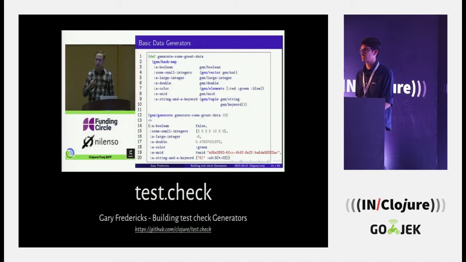This is test.check. test.check is the Clojure port of QuickCheck, and this is Gary Fredericks talking at Strange Loop this year. He explains test.check and the generators used in it. Another nice talk. And here in this slide, you can see what kinds of inputs you can generate using test.check. It could be a Boolean value. It could be a vector of natural numbers. It could be a double. It could be one of these red, green, or blue elements. So all kinds of things you can generate.